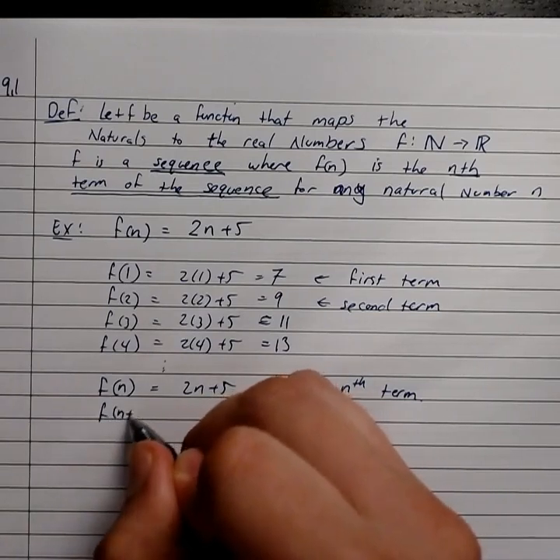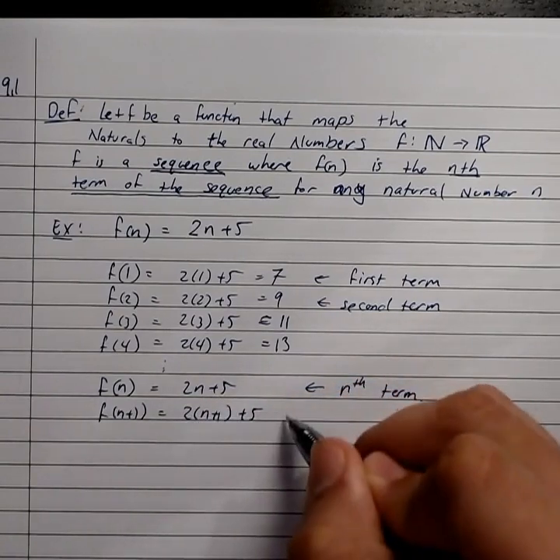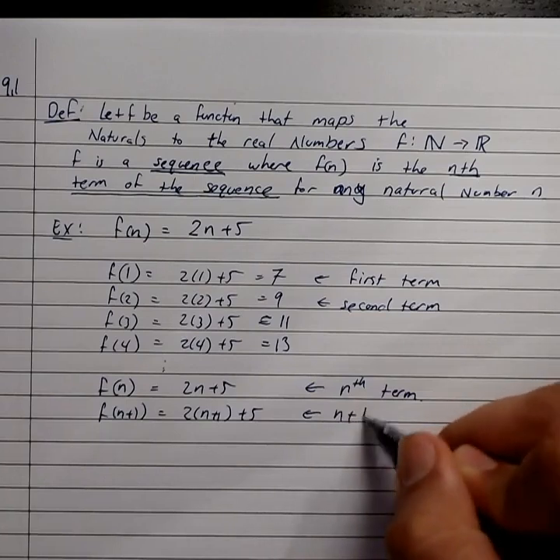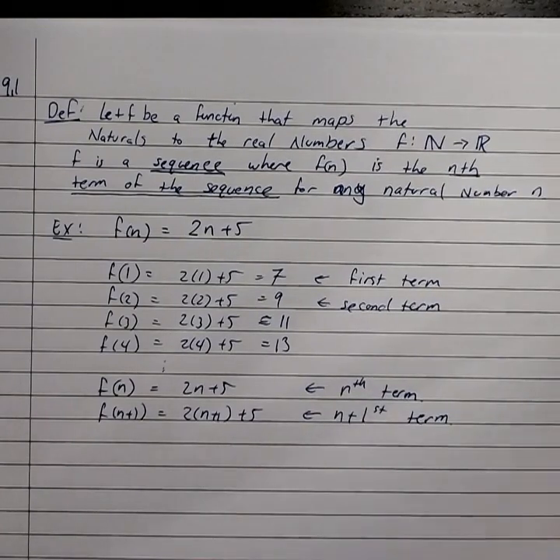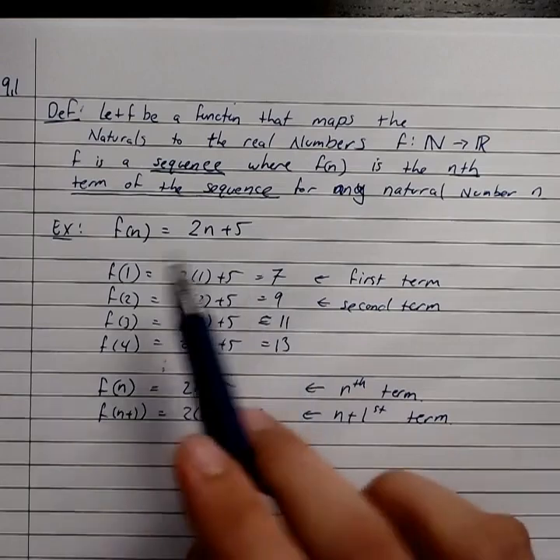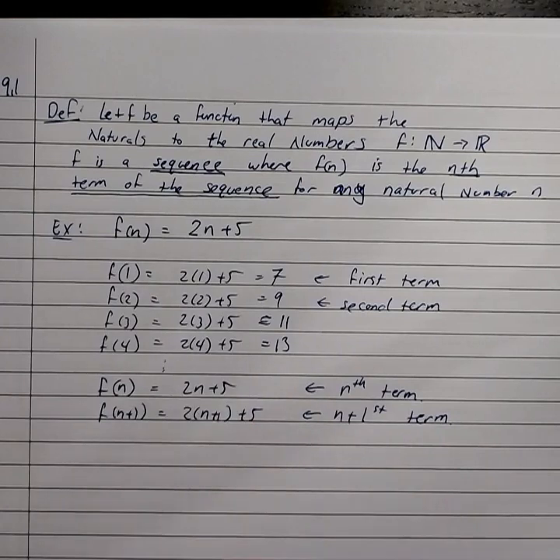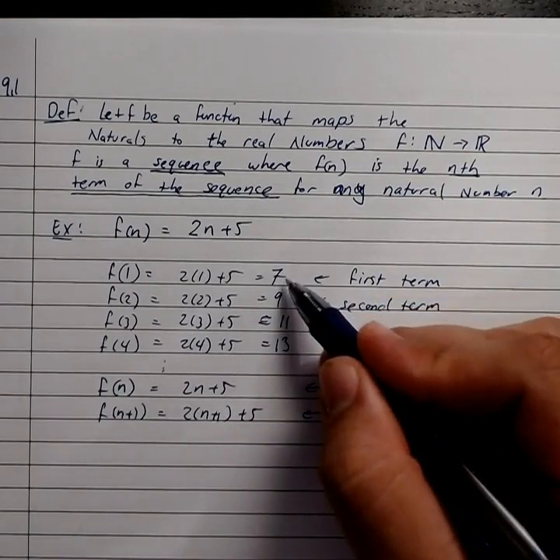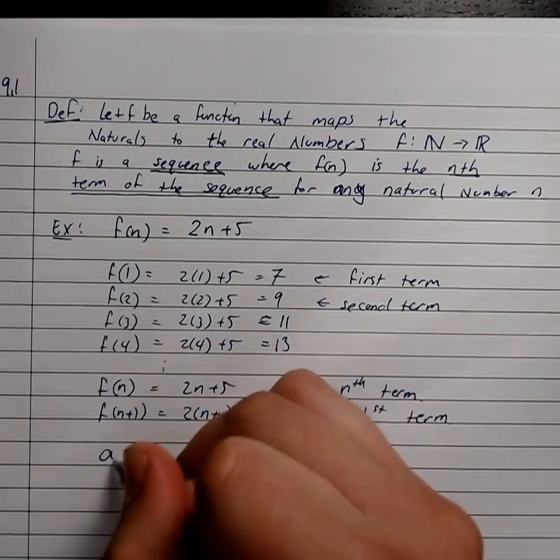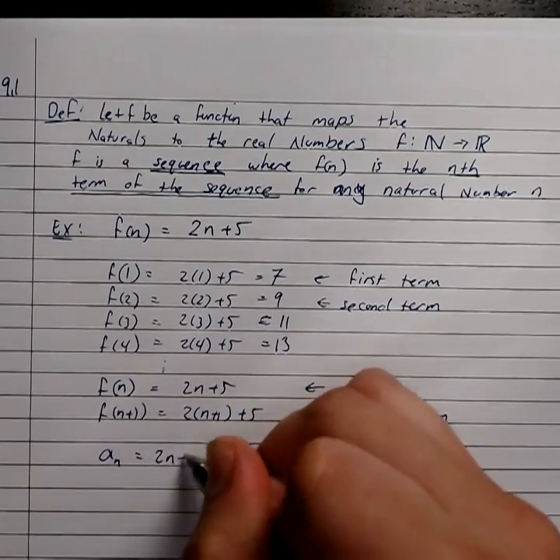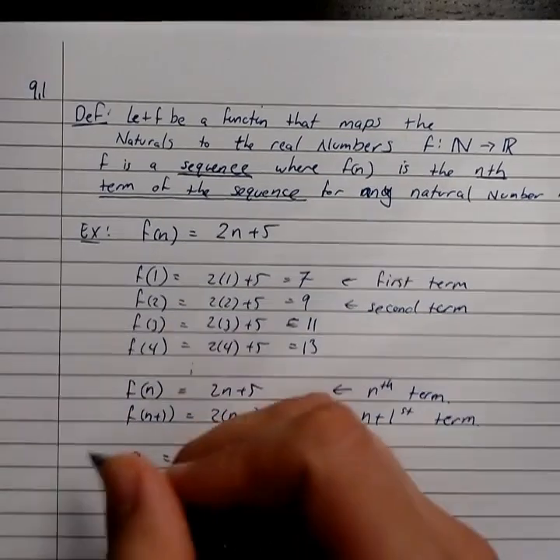F of n plus 1, well, that would be 2 times n plus 1 plus 5, and this would be the n plus first term. Okay, things like that. So here, it is common to write the sequence not in this notation, although this can be used, but in a subscript notation. What I mean by that is here, this is the first, the second, the third, the fourth, and so forth. So we often write this as a sub n is equal to 2n plus 5. Instead of writing it as a function, we'll write it using subscript notation.